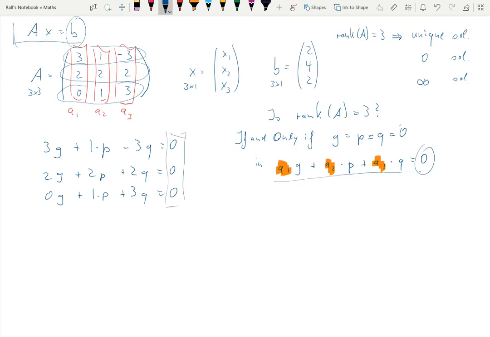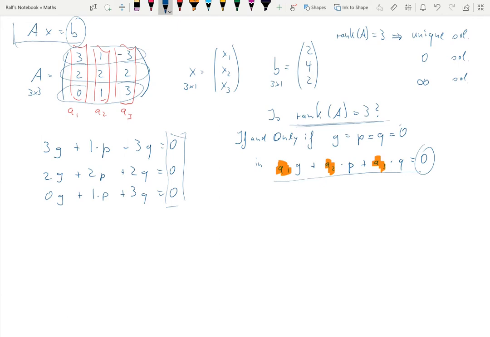So we have 3 equations and 3 unknowns, G, P, and Q, and if the only solution to this equation system, meaning the only values for G, P, and Q which make all of these 3 equations correct, is that all of these 3 values are equal to 0, then the rank of our coefficient matrix is 3. So this is how we determine whether the 3 columns are jointly independent. Because remember, what the rank tells us is the number of independent columns or rows in a matrix.